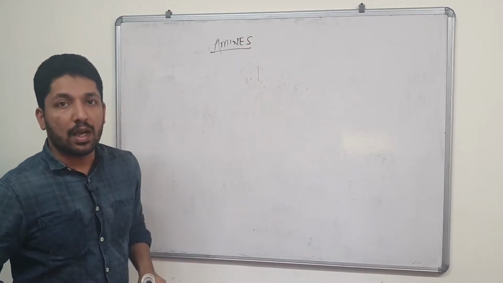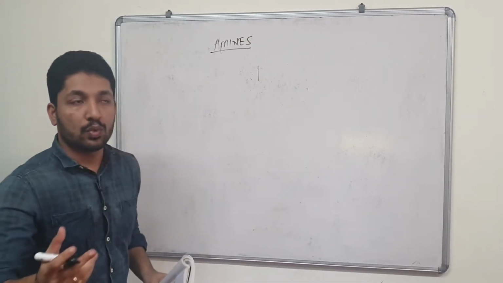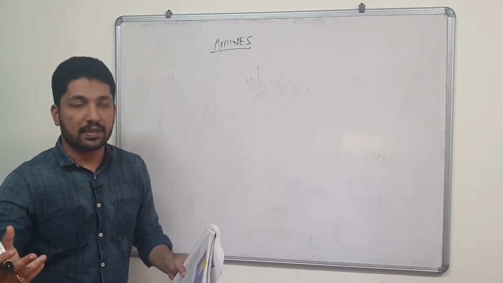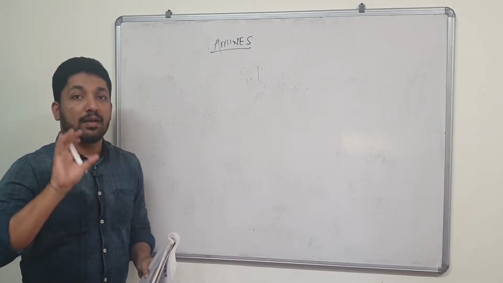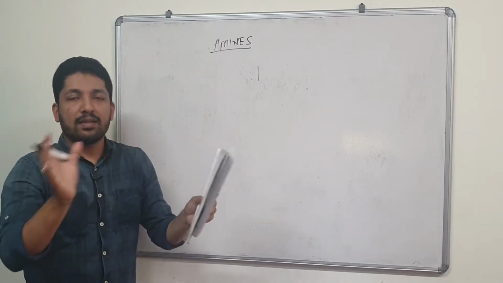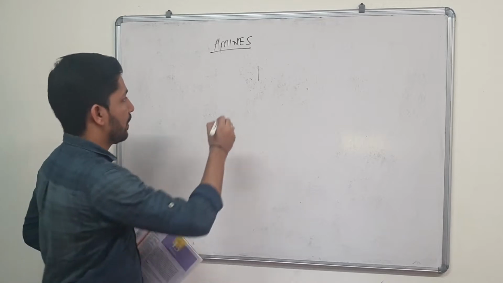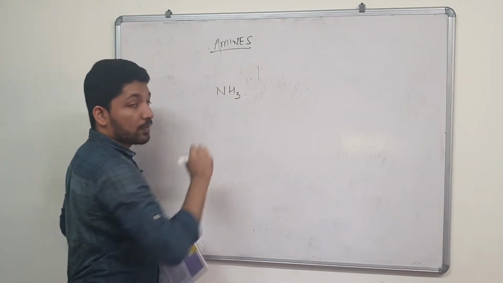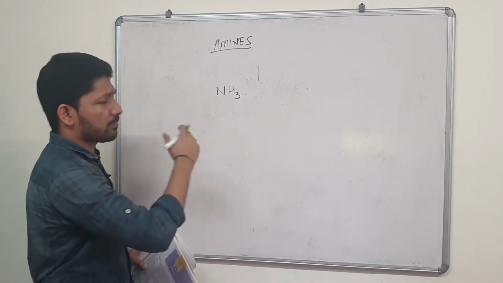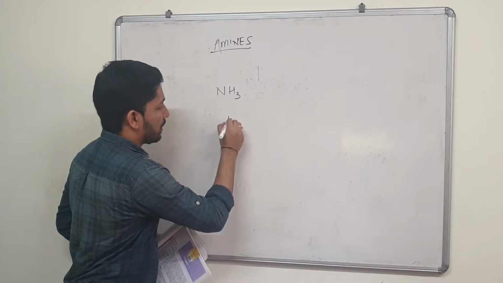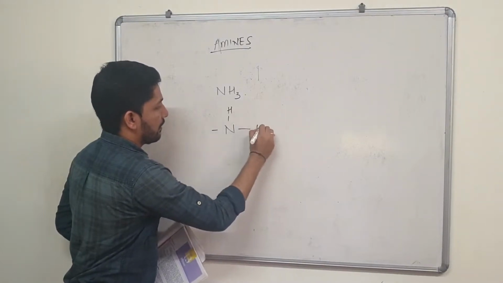So amines are denoted as RNH2. Now if I just talk about RNH2 and all, it will not make sense, right? So let us consider a basic example of our very familiar compound called ammonia. Ammonia का फॉर्मूला आप जानते हो NH3. So this we have learned from 10th standard. If I represent it structurally, it will be represented like that.